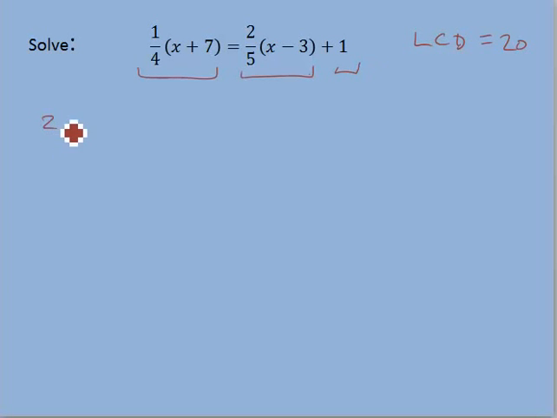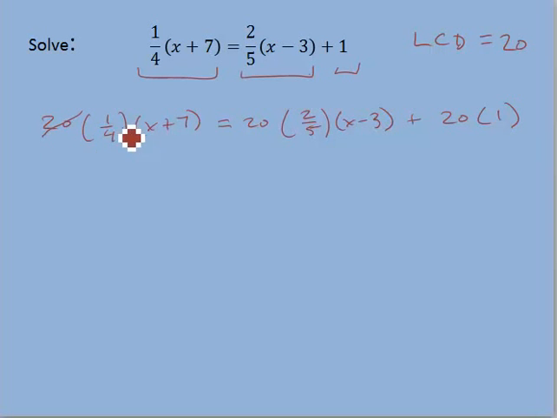So we're going to have 20 times 1/4 times (x + 7). And notice we're only multiplying by 20 once here because that's all one term. Is equal to 20 times 2/5 times (x - 3). And then we have a plus 20 times the last term here, which is 1. Once we do this, we're actually going to use cancellation to eliminate fractions.